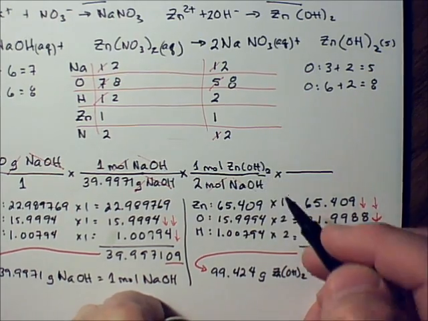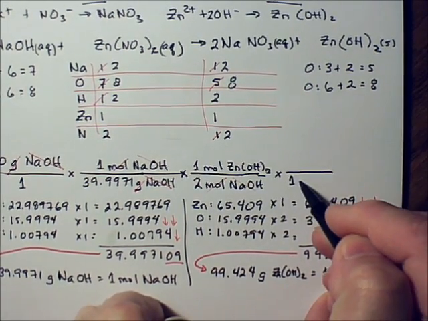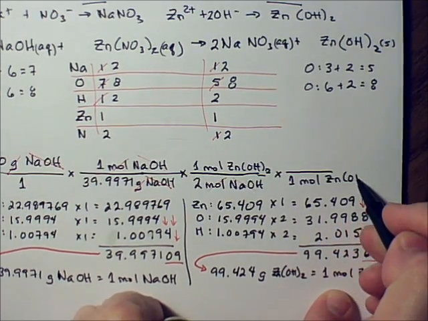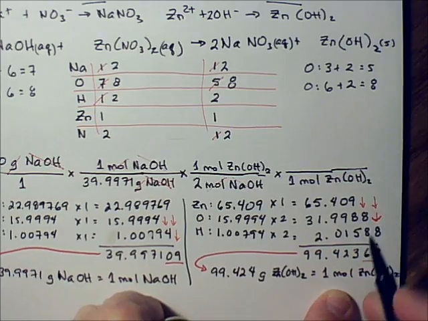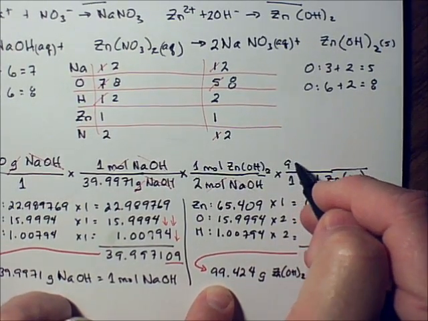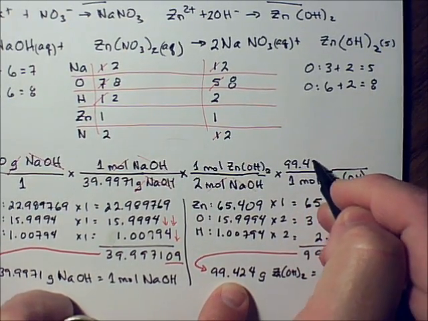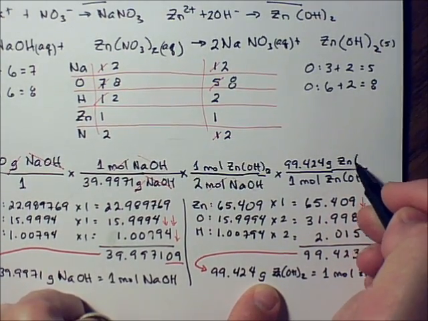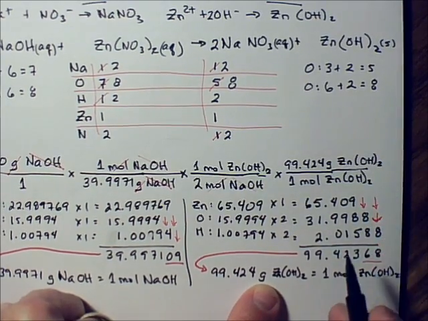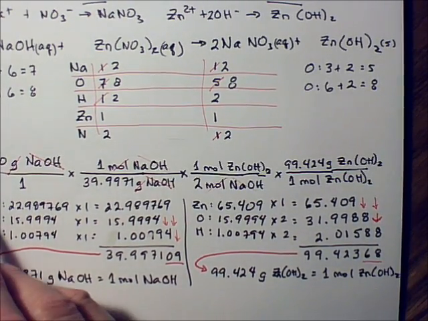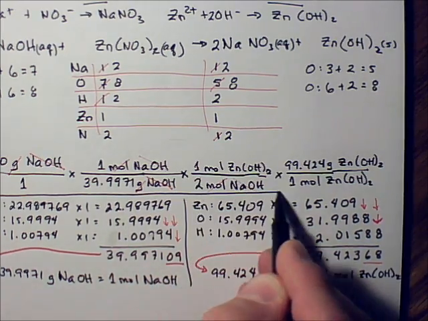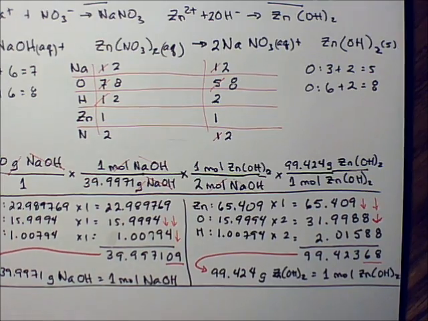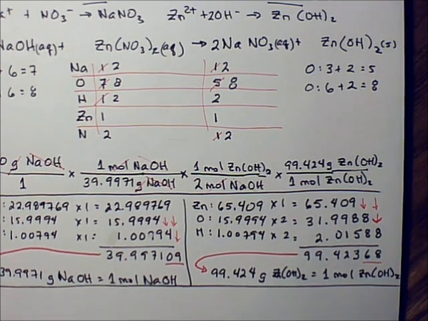So we're going to put the 1 mole of zinc hydroxide on the bottom, and this goes on the top, 99.424 grams of zinc hydroxide. Okay? All right, now I guess I need to move the equality down here below this. So that's going to equal then, let's do the cancellation first.